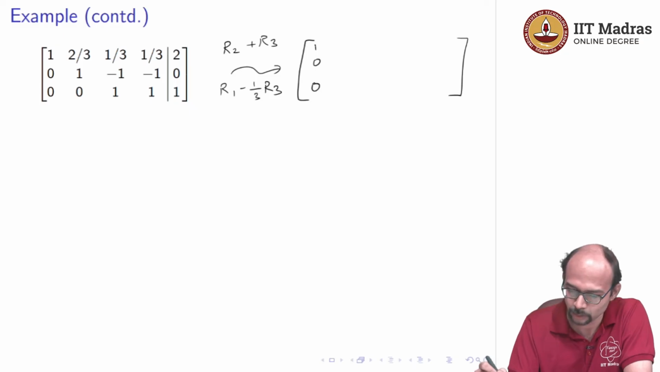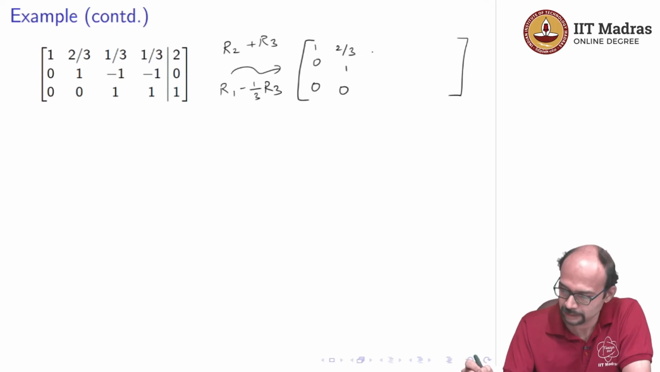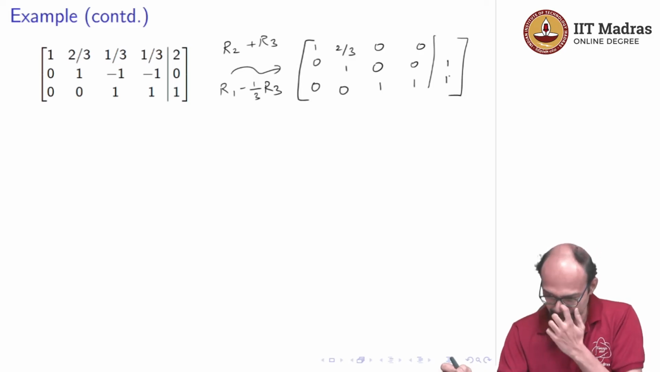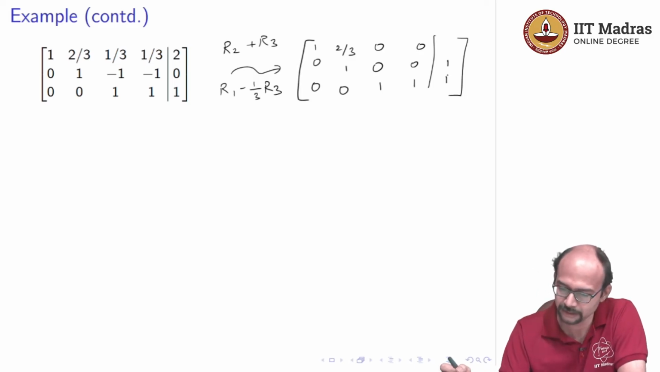So this is still 1 0 0, 2/3 1 0, then 0 0 1, and well, we are slightly lucky, we also get a 0 0 1 here. And then let's see what happens here. So R2 plus R3 means I get a 1 in this place, so I already have a 1 here, and then R1 minus 1/3 R3, so 2 minus 1/3, so that's 6 by 3 minus 1/3, so that's 5 by 3.